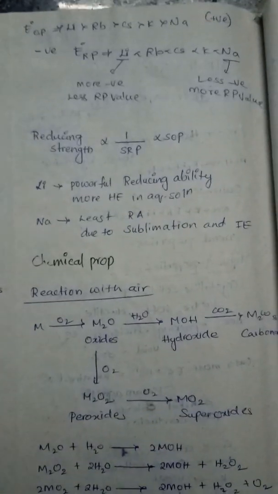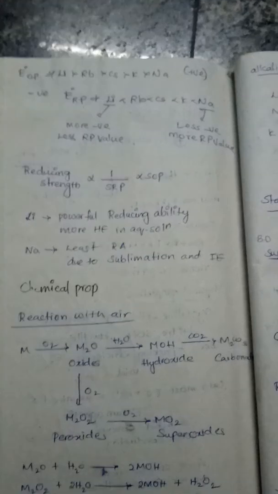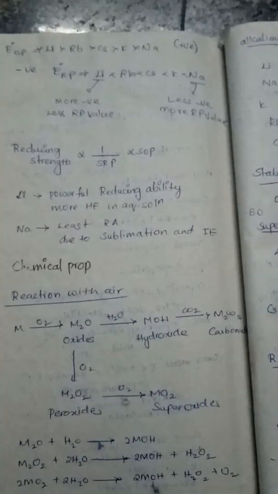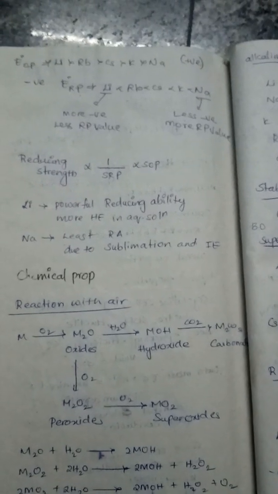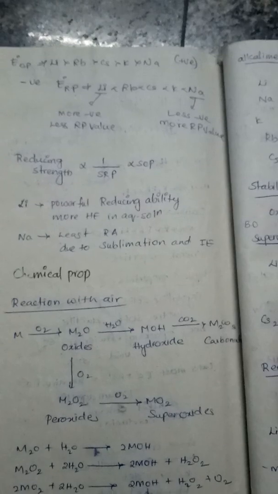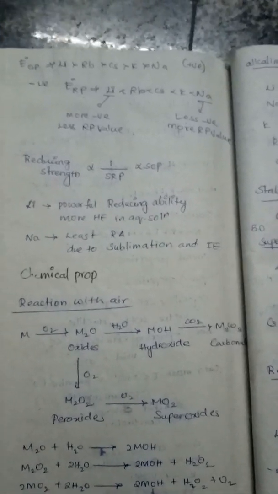Electrode potentials. Reducing strength is inversely proportional to SRP value and directly proportional to SOP value. Lithium has a powerful reducing ability, due to more hydration enthalpy in aqueous solution. Na has the lowest reducing ability due to sublimation and ionization energy.